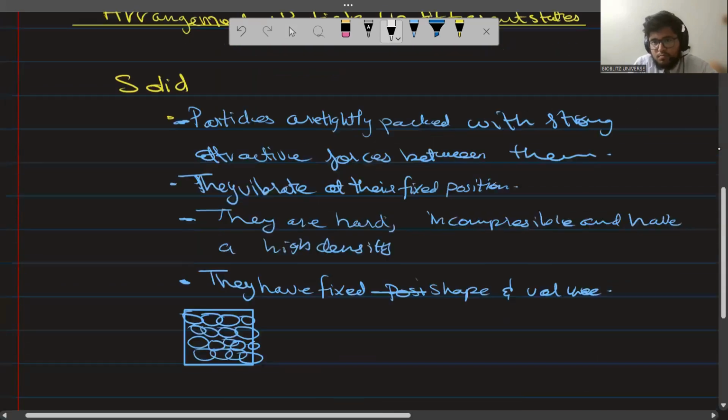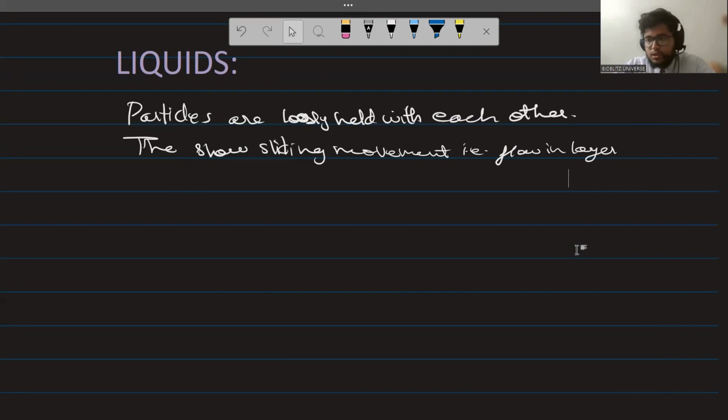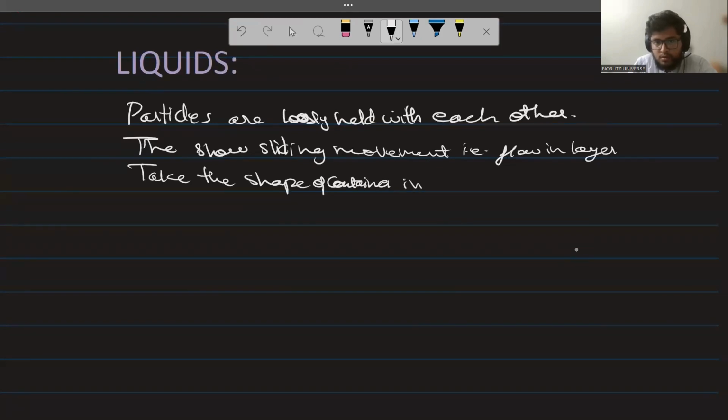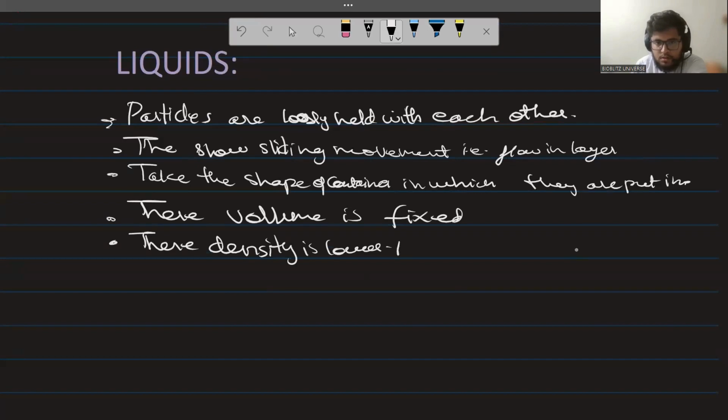One other property of a liquid is that they take the shape of the container in which they are put. So until now we have covered three. Now let's go to the fourth point, which is that their volume is fixed. And the fifth point is that their density is lower than solids.